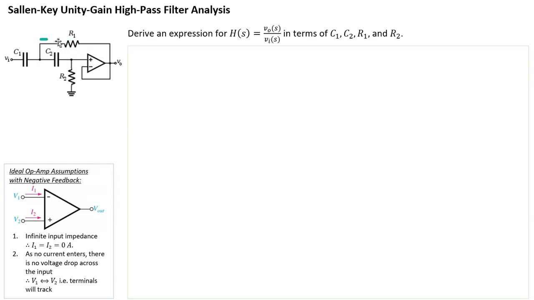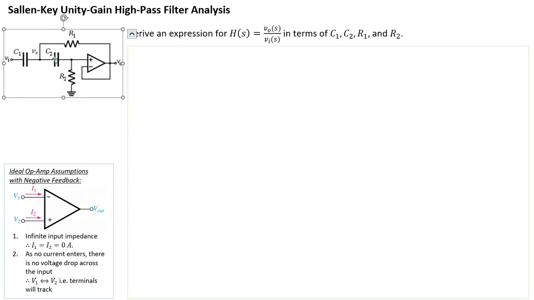So let's look at this one first. I'm going to label that as Vx. Let me just bring Vx in. So this node is Vx.